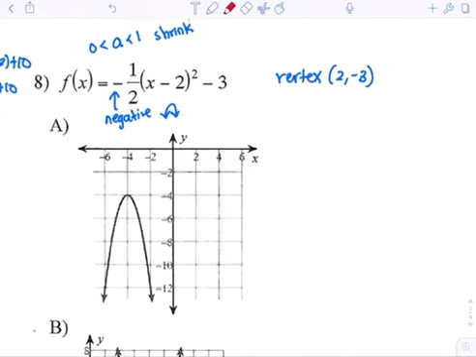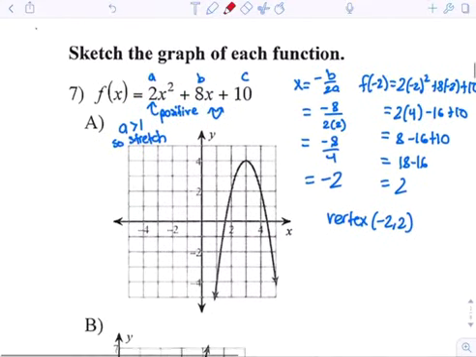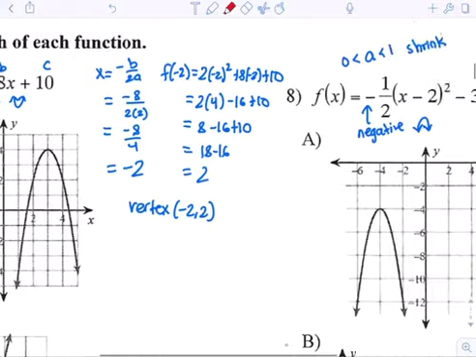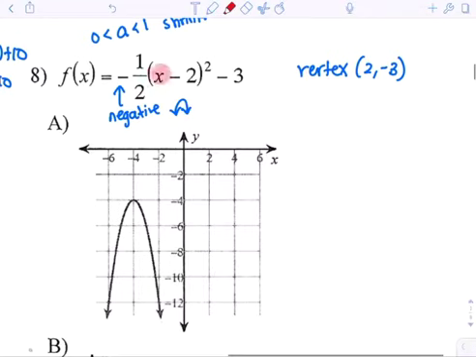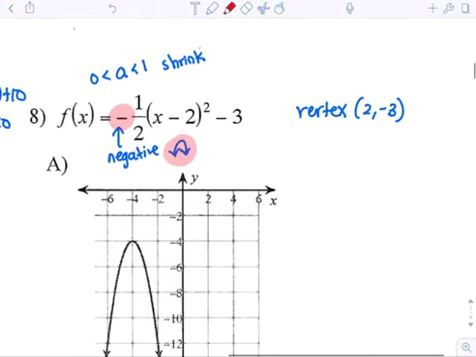Alright, so for number 8, the one before was in standard form. This one right here is in vertex form. So in vertex form, this is your x value, but it's the opposite, so it's 2, and this is your y value, so it's negative 3. So in vertex form, you can get the vertex. Then this is negative, so that means it's going to be concave down, sad face, and then it's 1/2. If it's 1/2, that means it's a shrink, which means it gets widened out more.